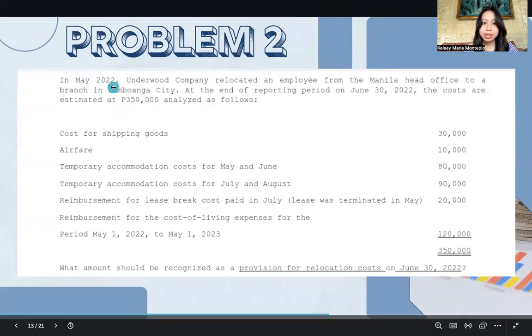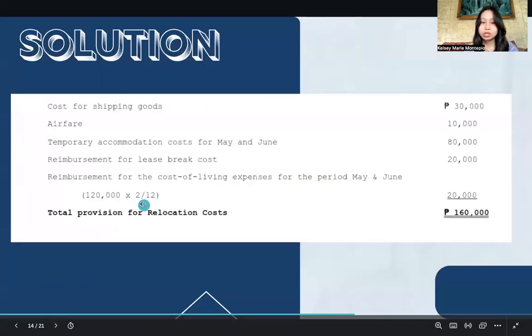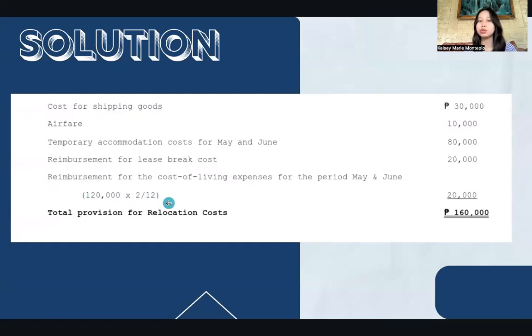It started in May 2022 and the end of the reporting period was June 30, 2022. So it was 2 months over 12: 120,000 times 2 over 12 is equal to 20,000. The total provision for relocation costs is 160,000.